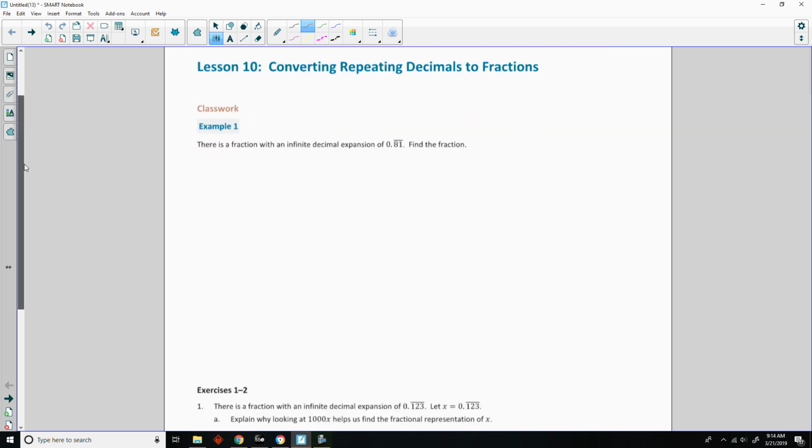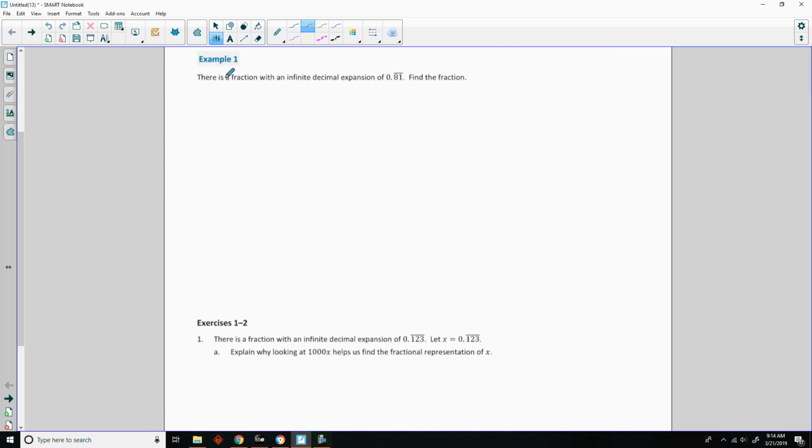Okay, so classwork example 1 says there is a fraction with an infinite decimal expansion of 0.81 with the bar over the 8 and the 1, which means they both repeat. It says to find that fraction. So I'm going to let a variable x equal my fraction, 0.81 repeating.